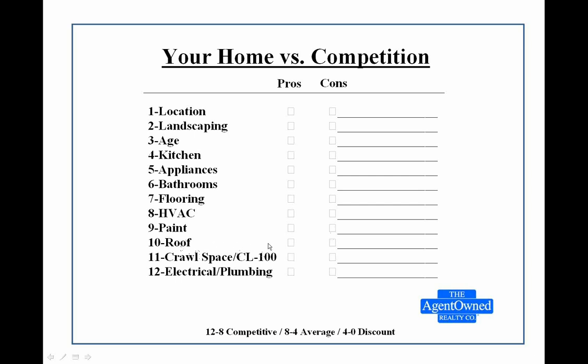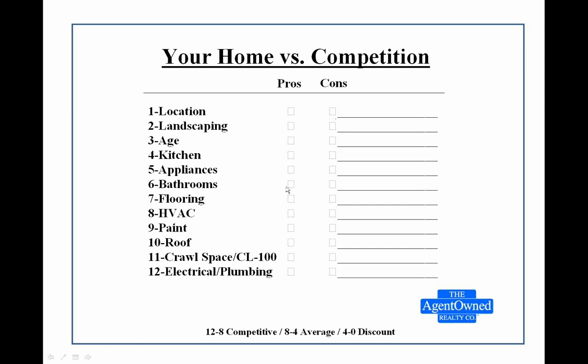The roof is in good shape. Great. The crawl space, we've done our pre-CL 100, and it looks good. That's a check. Good. Electrical and plumbing is all good. No polybutylene with the wrong fittings. Check. Looks good.